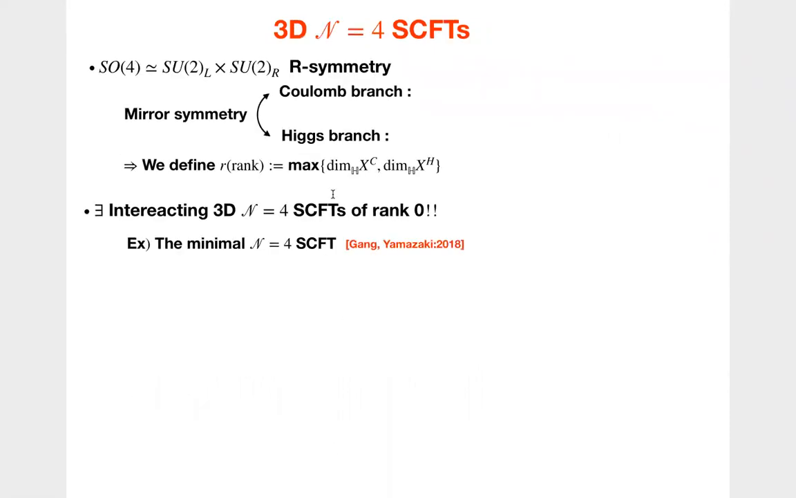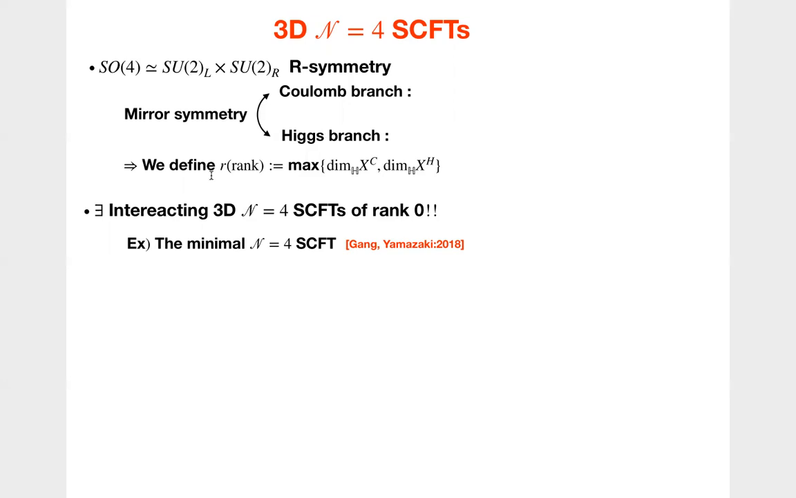Let me briefly summarize the general aspects of 3D N=4 superconformal field theories. A 3D N=4 superconformal field theory has SO(4) R-symmetry, which can be regarded as SU(2) left times SU(2) right symmetry. Mirror symmetry, which is a duality, exchanges the two SU(2) symmetries. The Coulomb branch is a vacuum moduli space parameterized by scalar operators charged under only the SU(2) left, and the Higgs branch is the vacuum moduli space parameterized by scalars charged under only the SU(2) right R-symmetry. Mirror symmetry exchanges the two branches, because it exchanges the two SU(2) R-symmetries.